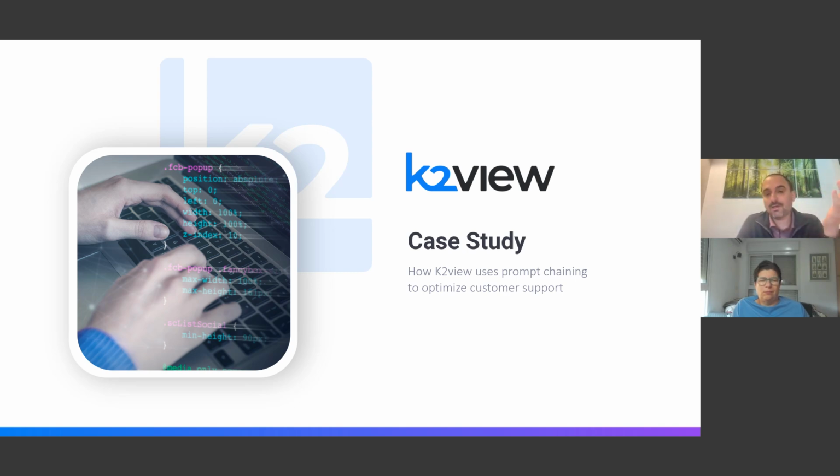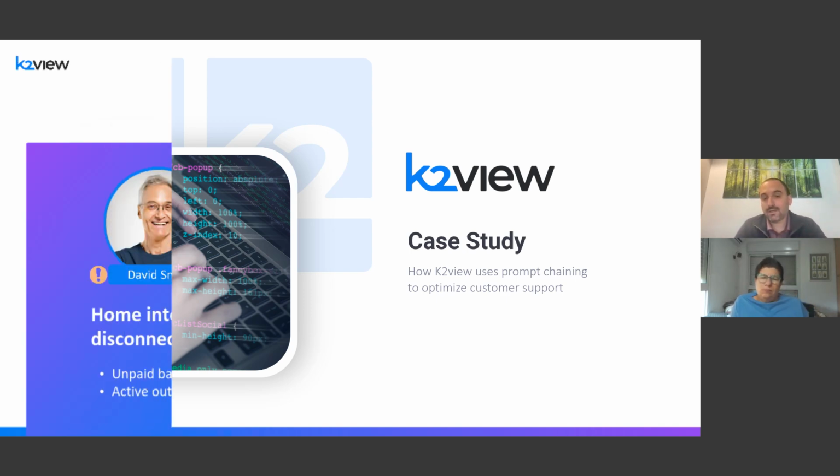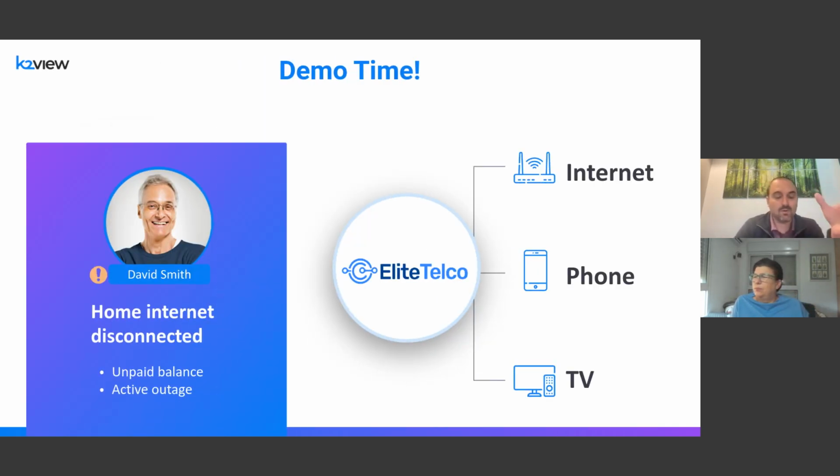We're about to share a use case, a demo that is based on an actual K2View customer. Of course, we changed the names and the data format, but we'll call this customer Elite Telco. Elite Telco is a telecommunication company. It offers standard internet, phone, and TV services to many of its millions of customers, one of which is David, who is currently having a home internet issue.